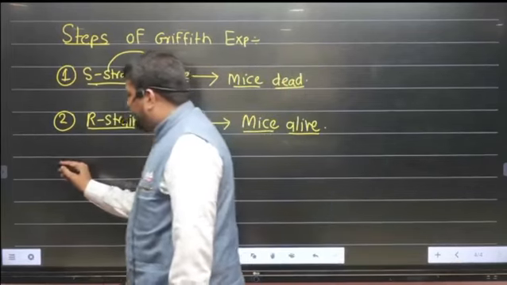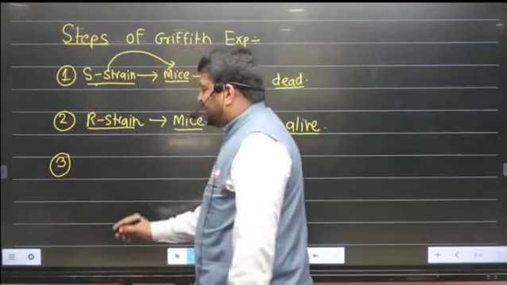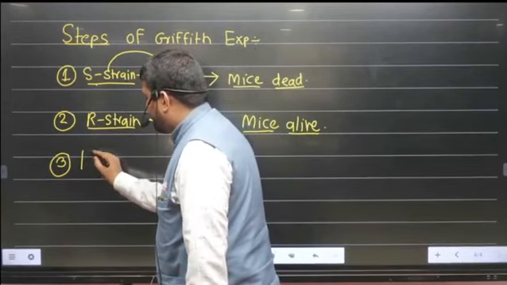Then in the third step, Griffith killed the S strain with the help of heat.